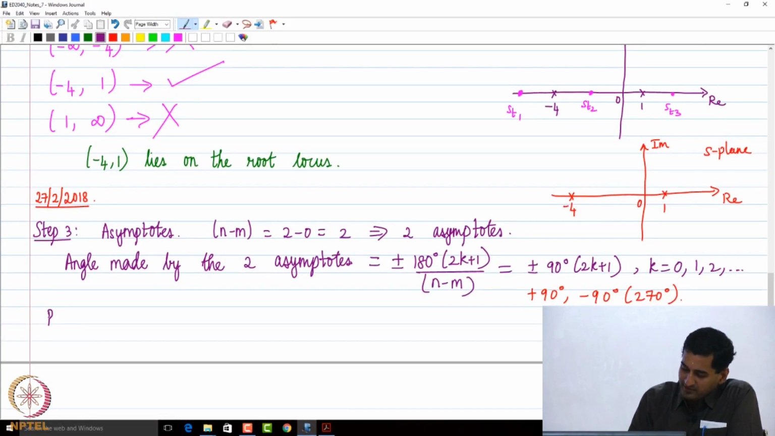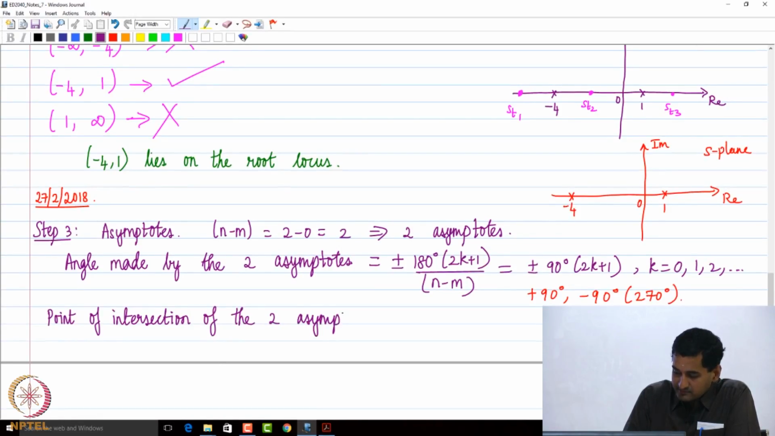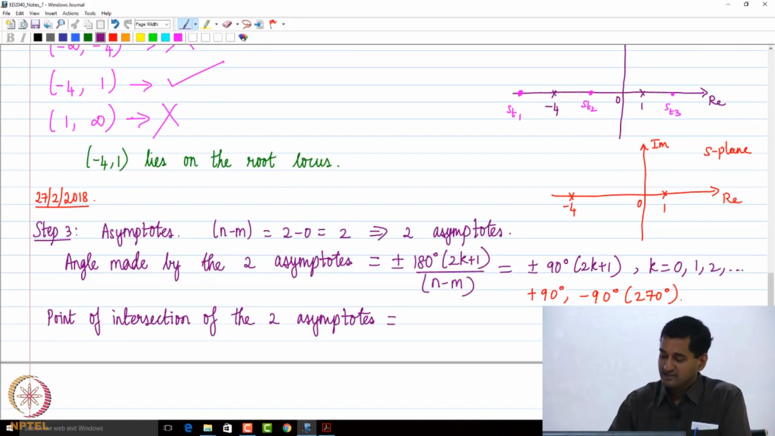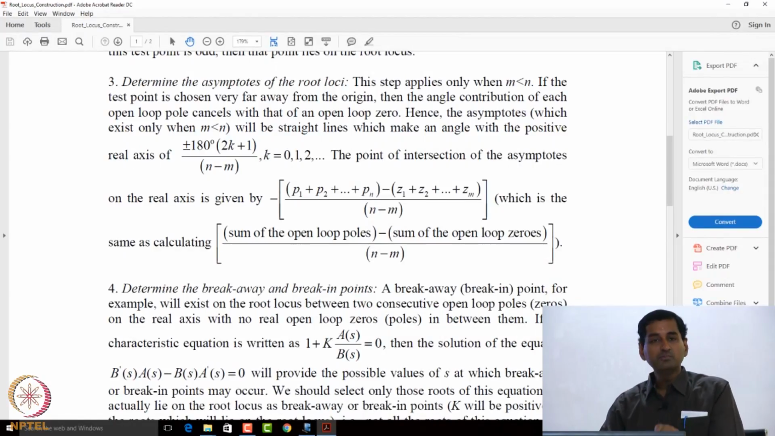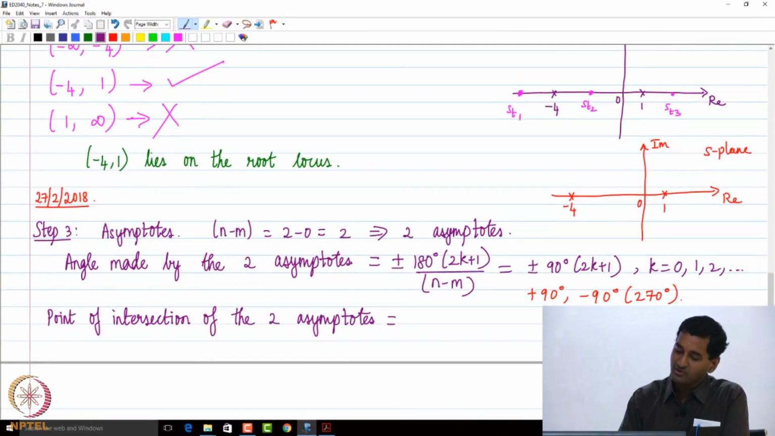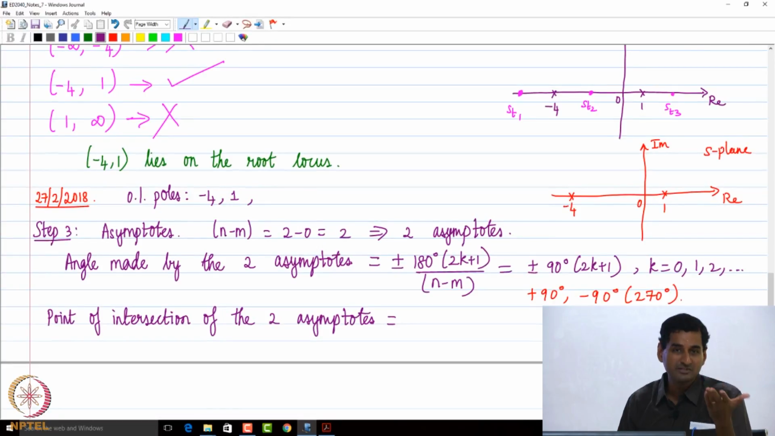Now, the point of intersection of the 2 asymptotes on the real axis is going to be, as we looked at in the step, the sum of open loop poles minus the sum of open loop zeros divided by n minus m. So that's the easiest way to remember it. If you recall, what were the open loop poles? Open loop poles were minus 4 and plus 1. That's why I always suggest that you follow this process so that we do not make a mistake. You always write things clearly so that there is no confusion. And if you look at the open loop zeros, there were none.